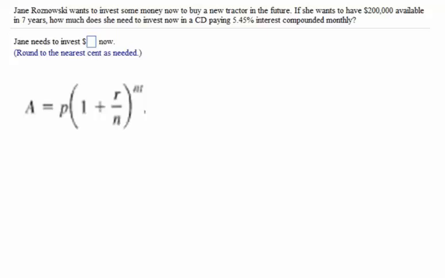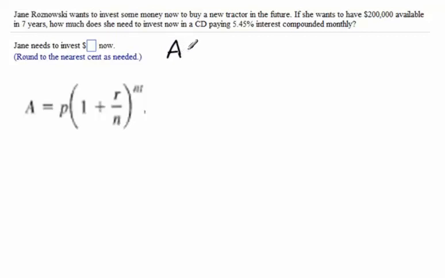interest formula. And as you can see, the compound interest formula is A is equal to the principal times the quantity 1 plus R over N to the N T, where A is the amount or the balance of our account. So in this case, A is equal to 200,000. And we want $200,000 available in 7 years, so T is 7 years.